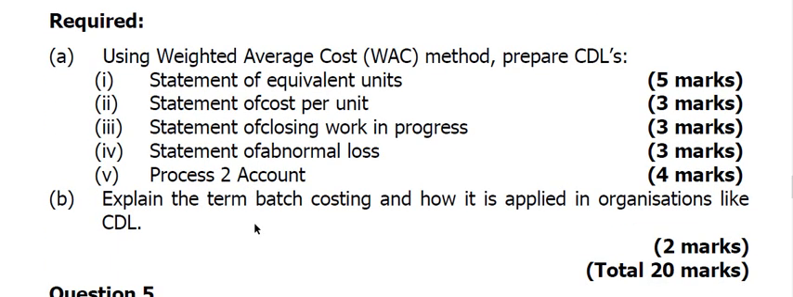Required, using the weighted average cost method: prepare CDL's statement of equivalent units, statement of cost per unit, statement of closing work in progress, statement of abnormal loss, and process 2 account. Then explain the term batch costing and how it is applied in organizations like CDL. So that is the question which we have. Remember, I've told you it has both opening and closing work in progress, and at the same time there are losses in the process.